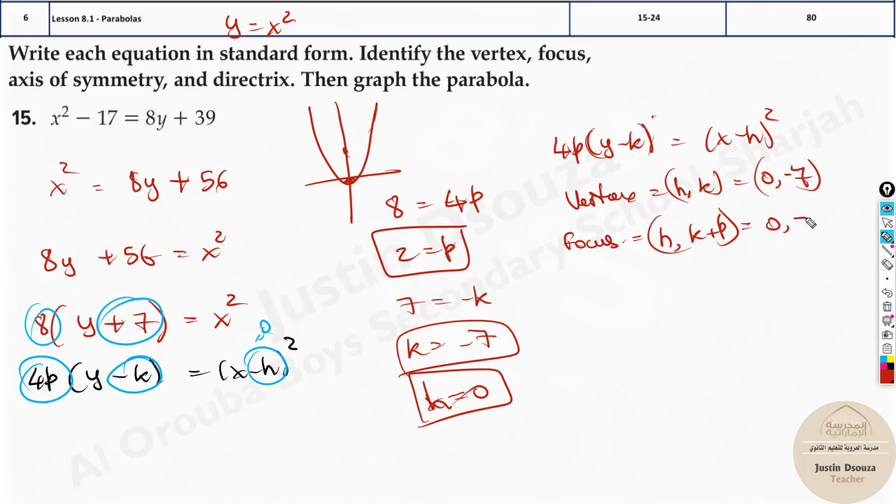Minus 7 plus 2 will be minus 5. So if this is, say, minus 7, this is minus 5. That is the focus.